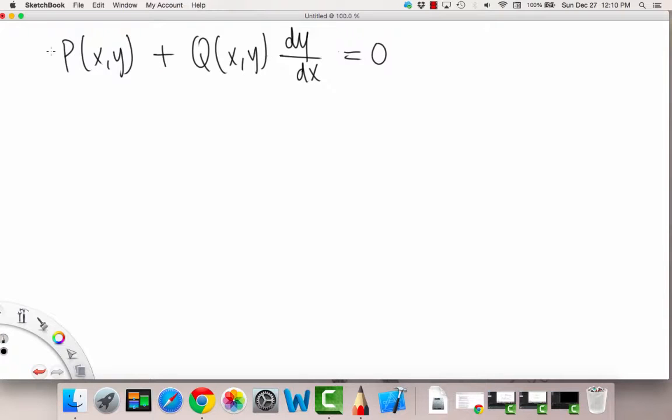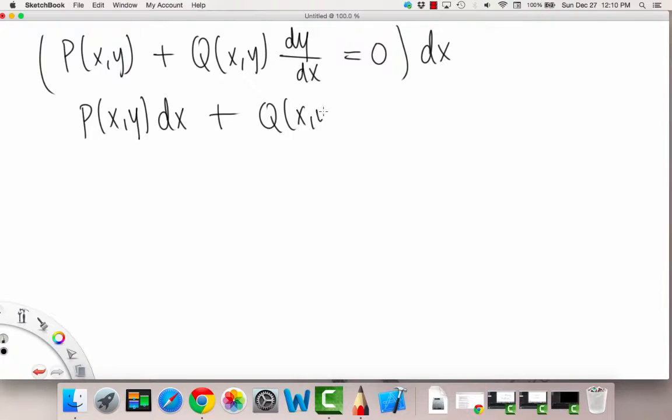to 0. I like this form a little bit better, when you multiply by dx everywhere, we get P of x,y times dx plus Q of x,y times dy is equal to 0. That's still 0 on the right side, okay?